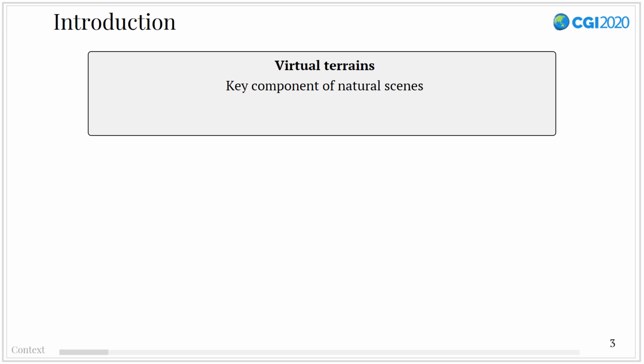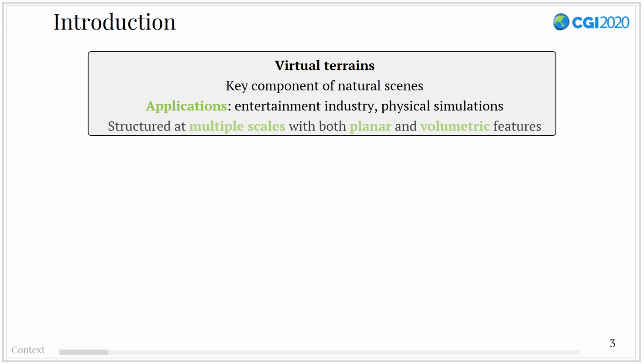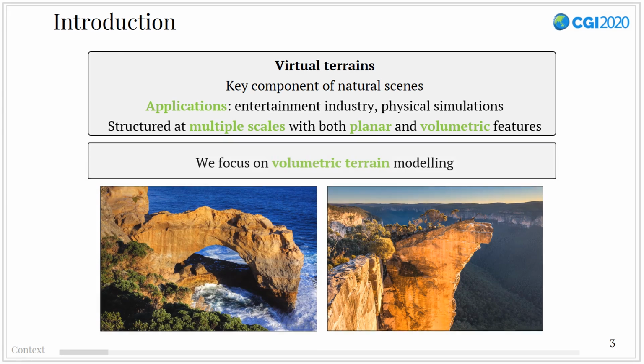Virtual terrains have been around for many years now. They are a key component of natural scenes, with applications in the entertainment industry as well as scientific simulation software. Terrains have this particularity that they have a multi-scale structure, and they are made of both planar and volumetric features. In this paper, we focus on volumetric terrain modeling. Before going through previous work, let's see exactly what we are interested in.